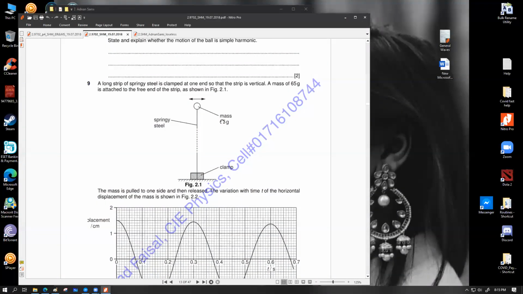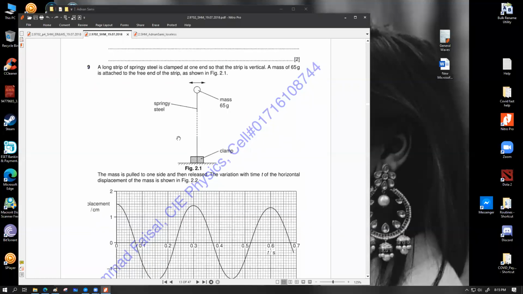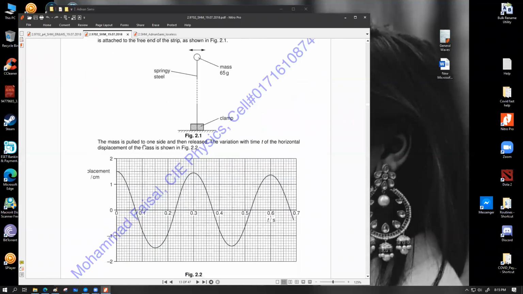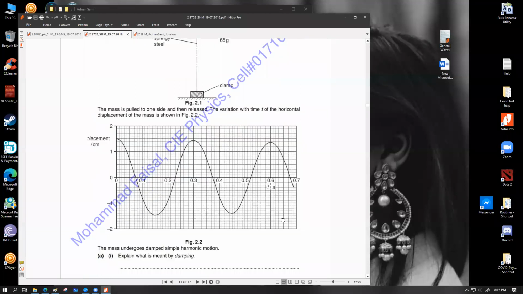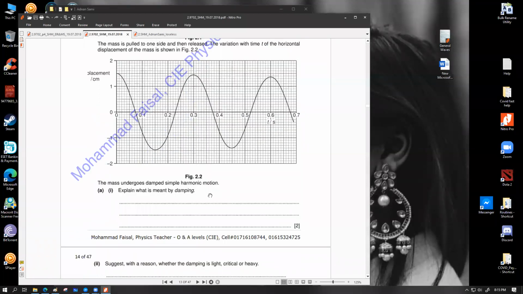So question number 9 says a long strip of spring metal is clamped at one end so that the strip is vertical. A mass of 65 grams is attached to the free end of the strip as shown in figure 2.1. The mass is pulled to one side and then released. The variation with time t of the horizontal displacement of the mass is shown in figure 2.2. So this is the displacement in centimeter. Here comes the graph. The mass undergoes damped harmonic motion. Here this was 1.5. Here it is less than that.